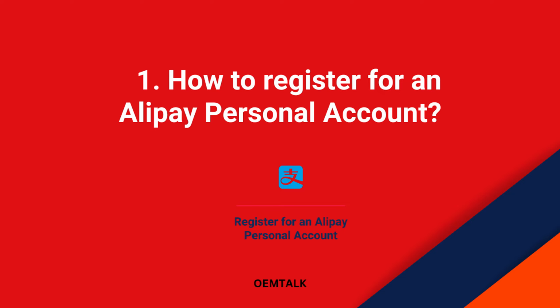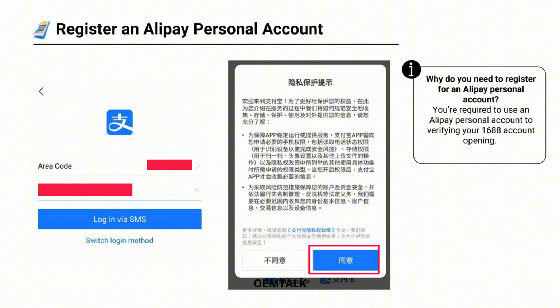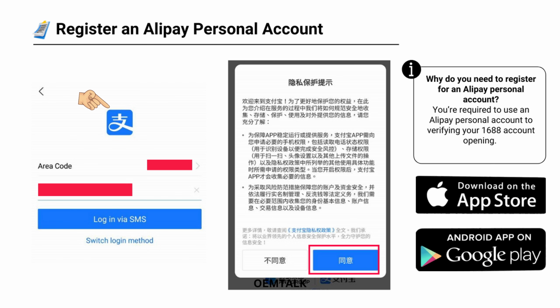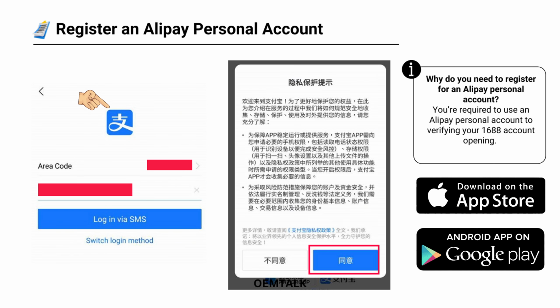Hi there. In this video, I'll guide you step by step on how to register an Alipay personal account. First, download the Alipay app on your phone. It's available for both Android and iOS. You'll recognize it by the blue logo. Make sure you're downloading the correct app.